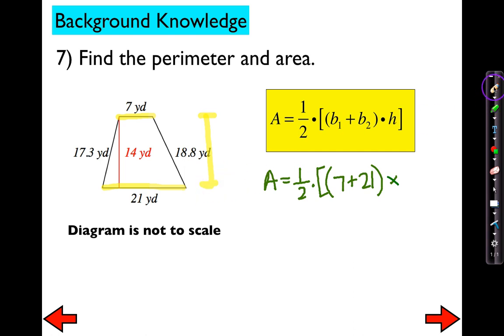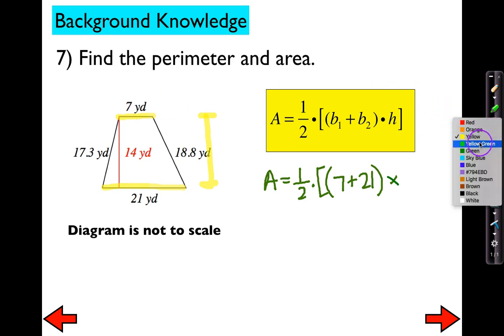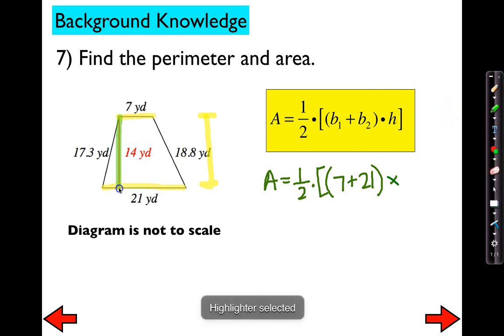You've got to be careful because a lot of students kind of pick and choose the numbers that they want. It is very purposeful. This is not the height. This is slanted. This is also slanted. When you're looking for a height, it's usually straight up and down. So here the height I'm going to say is 14 yards. So let's write that in. Times 14.